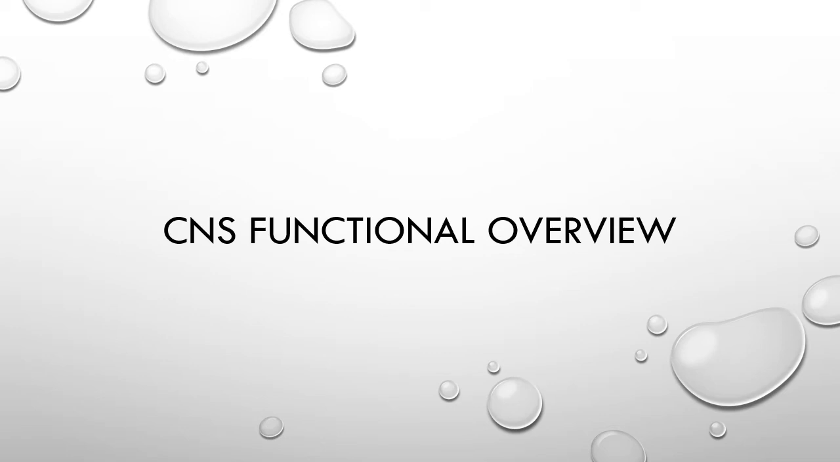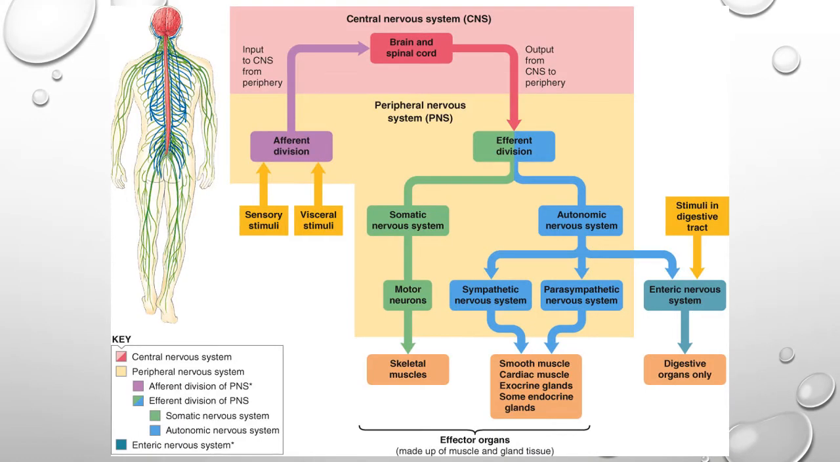Welcome back. We're going to take a quick look into the functioning of the central nervous system and take a walk through the components that we have there. Much of this we've looked at before in anatomy, so we'll just look at some of the pathways and some of the processes that are happening.